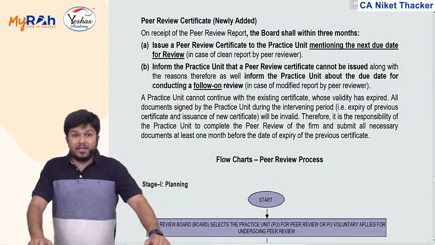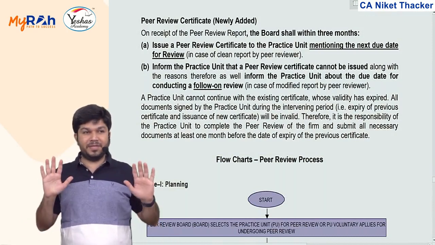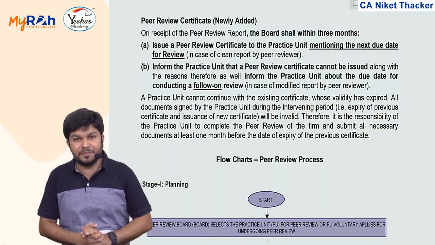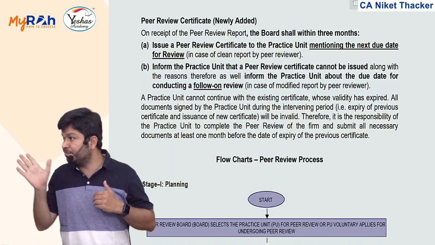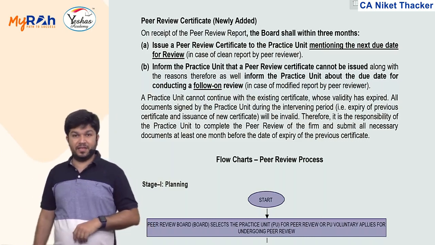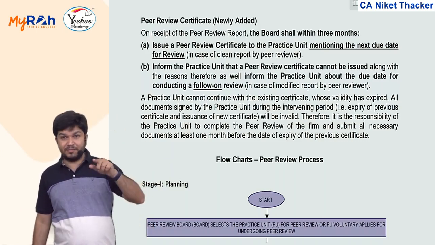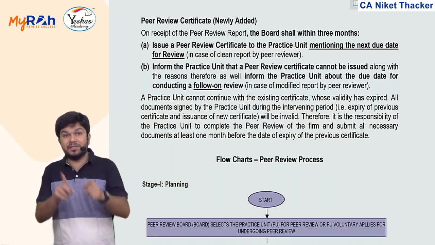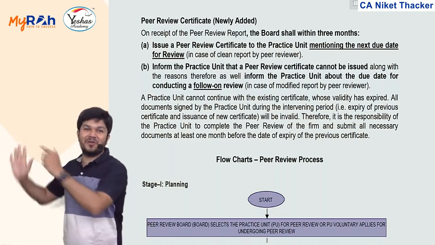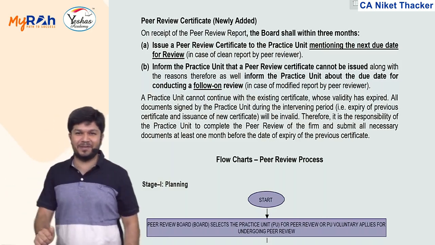Now, the peer reviewer gave the report to the PRB. If it's a clean report, the PRB will give a peer review certificate to the PU. If the reviewer has given a clean report to the PRB, the PRB will give a certificate. Your review is done. And the next due date will also be mentioned. After 3 years again it will come.